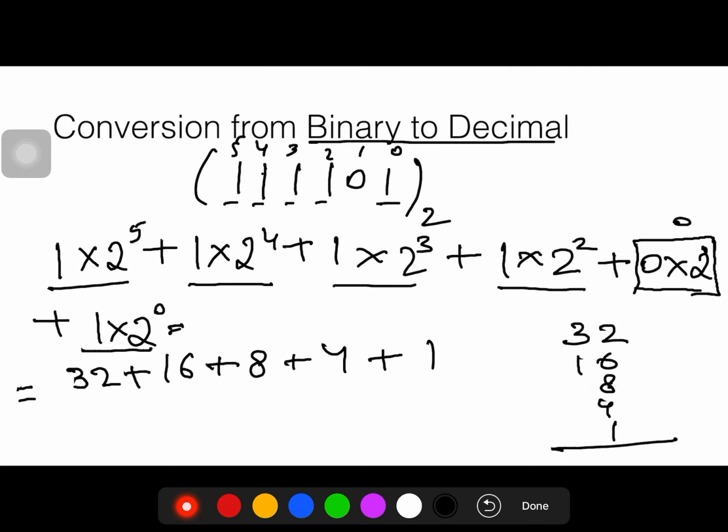Now what is the answer? 32, 16, 8, 4, 1. Adding them, we get 61. 61 is the required answer.